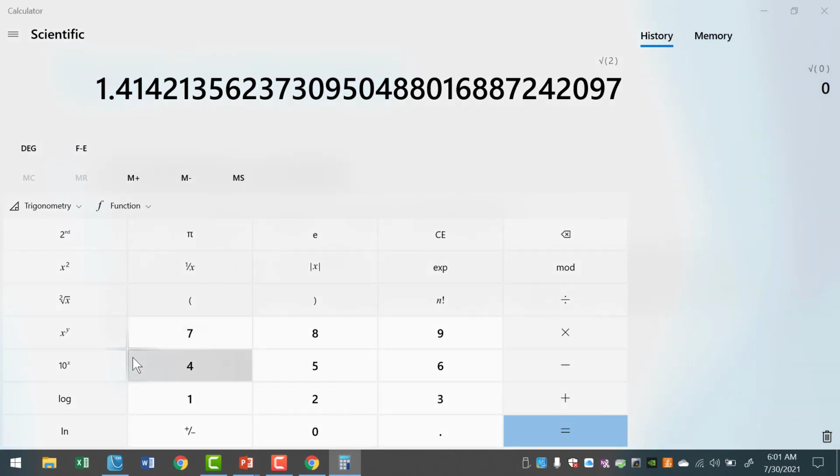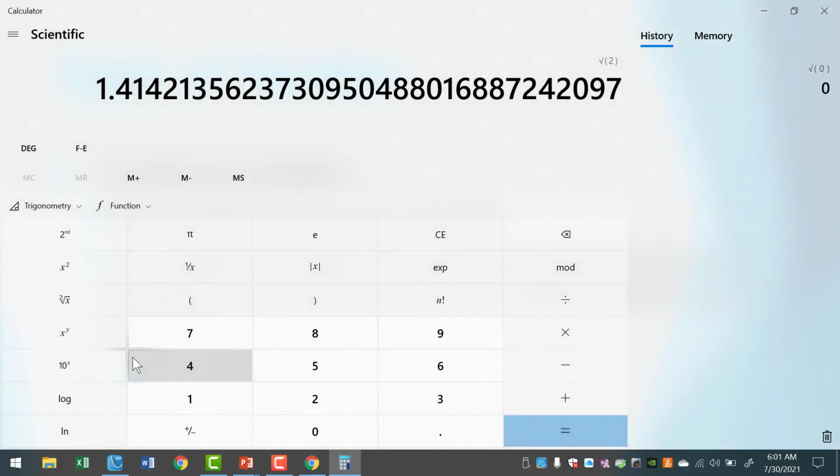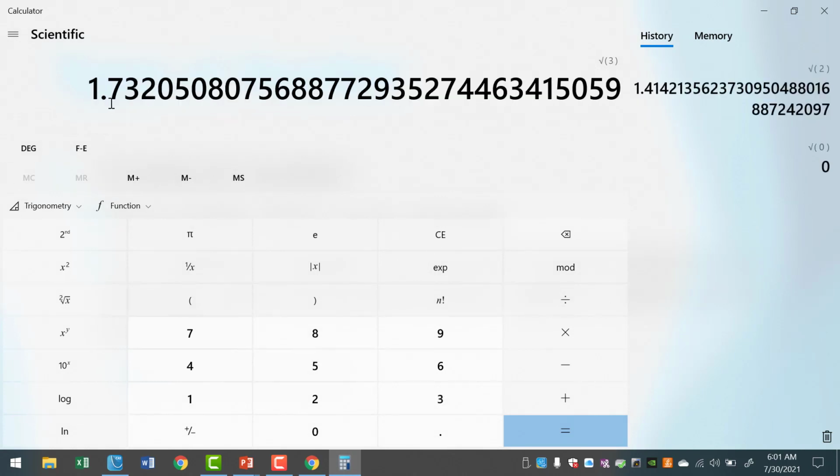Another example of an irrational number is square root of 3. If I put square root of 3 into the calculator, here we go. We have 1.7320508755268887729352744634150559, and so on. So again, it's the same thing as the previous one. Square root of 2 has these digits and we don't see any repeating pattern. Square root of 3 is also the same thing. It doesn't have a repeatable pattern.